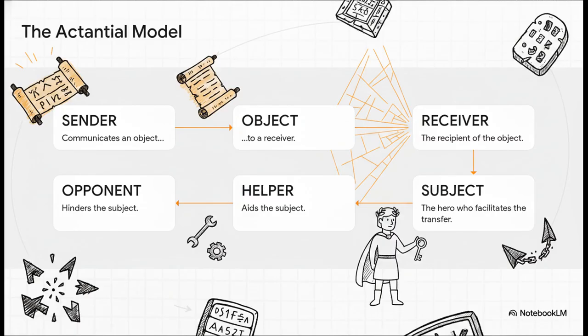Well, a key tool they use is something called the actantial model. It says pretty much every story can be broken down into the same 6 core players. It starts with a sender, who kicks off a quest to deliver an object to a receiver. Our hero, the subject, is the one who has to make this happen. Of course, they get support from helpers while being challenged by, you guessed it, opponents.